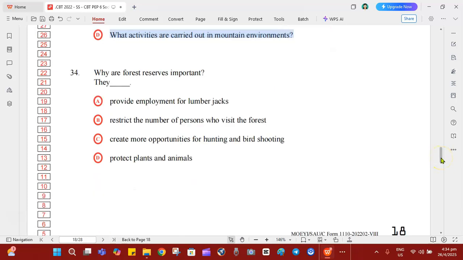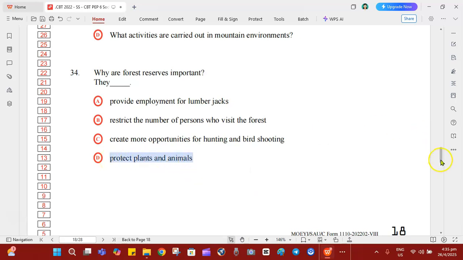34. Why are forest reserves important? A says they provide employment for lumberjacks. B says they restrict the number of persons who visit the forest. C says they create more opportunities for hunting and bird shooting, and you know that can happen and shouldn't happen in forest reserves. And D says they protect plants and animals. The answer is D. Forest reserves will protect plants and animals. Alright, so the answer is D.